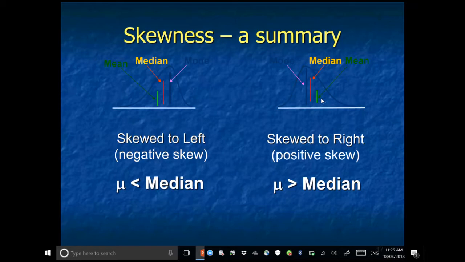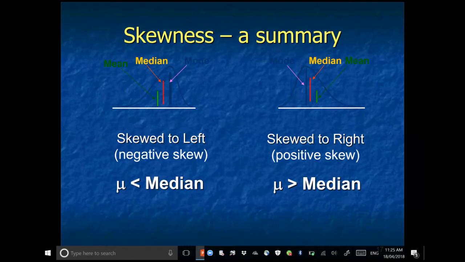So this is, for example, a distribution which is skewed towards the right, and the mean is higher than the median. And on the left-hand side, again, you see a different kind of skew where the mean is below the median. So skewness is something which defines the shape of the distribution as well.